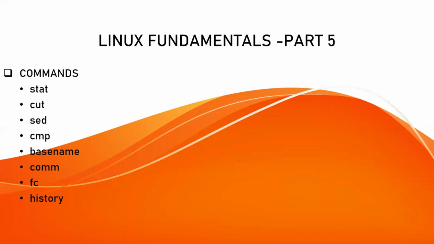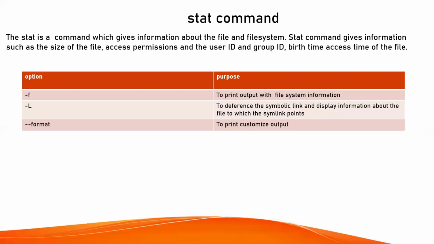So the first command is the stat command, and the stat command gives information about the file and the file system. The stat command gives information such as size of the file, the access permissions, the user ID, and the group ID. There are certain options available with the stat command. When you use the option stat -f, it gives the output with the file system information. -l defines the symbolic link and displays the information about the file to which the symbolic link points.